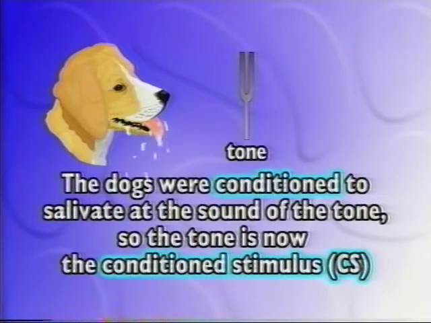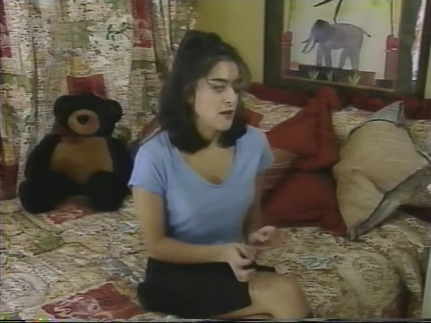The dogs were taught, or conditioned, to salivate at the sound of the tone. So the tone is now the conditioned stimulus, or the CS. So let me get this straight. A neutral stimulus doesn't produce any response at all. But once the neutral stimulus is associated with an unconditioned stimulus, one that naturally produces a response, the neutral stimulus isn't neutral anymore because it now elicits a response as well.